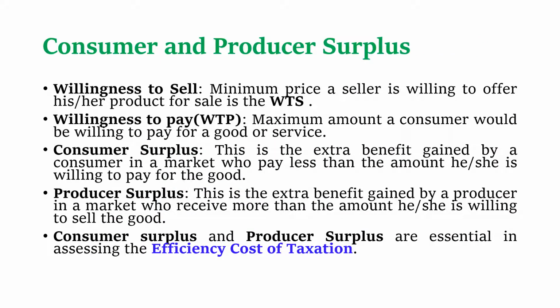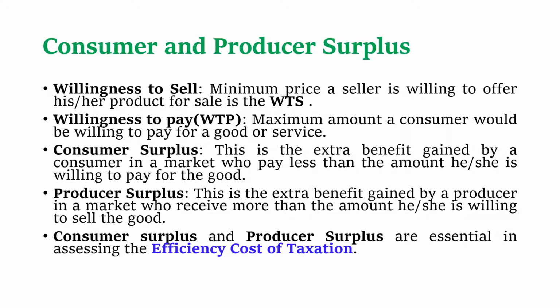Now, let's look at the consumer and producer surplus here. What is the consumer and the producer surplus? Consumer and producer surplus: the minimum price the supplier is willing to offer for sale, and the maximum amount a consumer will be willing to pay for a good or service. Then what is the extra benefit that I'm going to gain by buying a good?